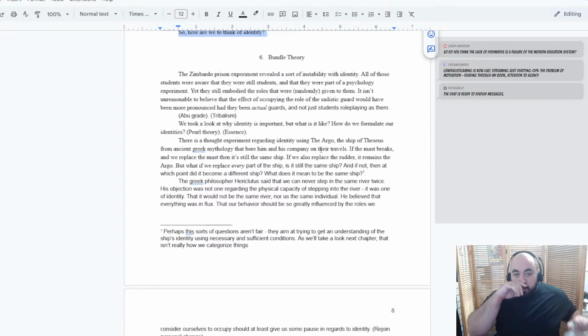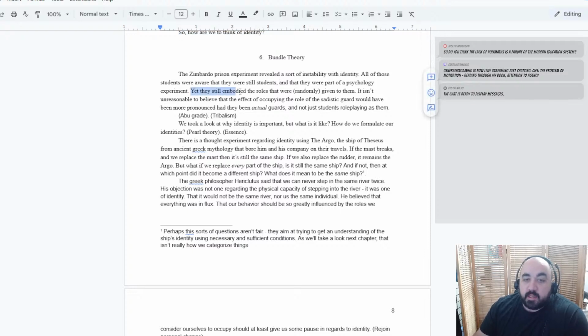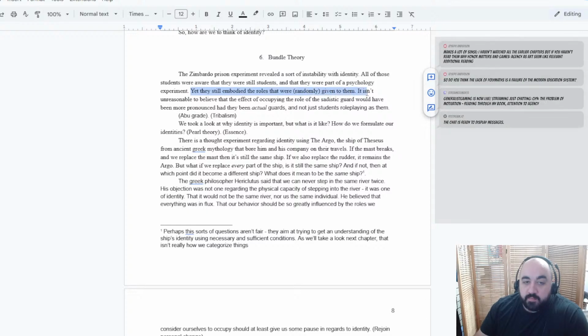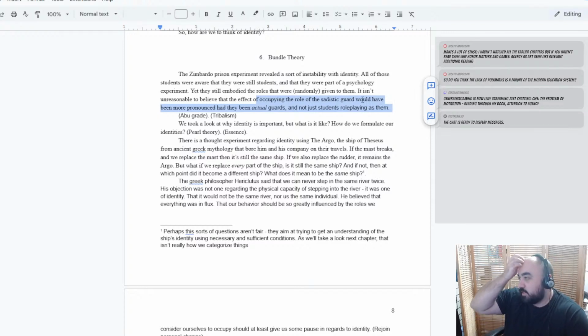The Zimbardo prison experiment revealed a sort of instability with identity. All those students were aware that they were still students, and they were part of the psychology experiment, yet they still embodied roles that were randomly given to them. It isn't unreasonable to believe that the effect of occupying the role of a sadistic guard would have been more pronounced had they been actual guards and not just students role-playing them. Again, there's some problems with the studies.